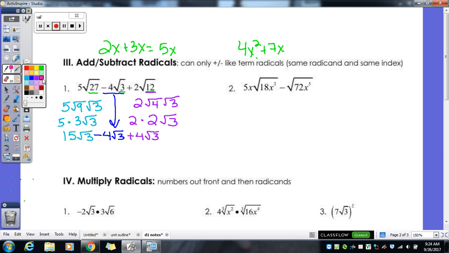So now if we look underneath our radicals, those are all radical 3s. Now we can combine them. Yep, because 15 minus 4 would give us 11, plus 4 would give us 15 radical 3. So that ends up being our answer. So we added and subtracted the numbers out in front, and we kept the radical 3 as radical 3. That didn't change when you add and subtract.